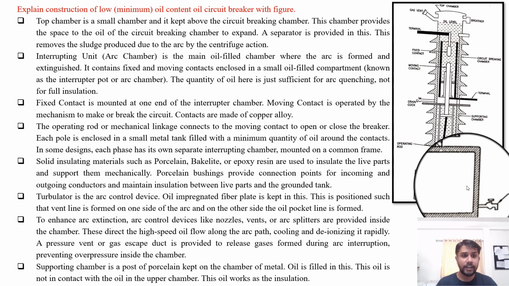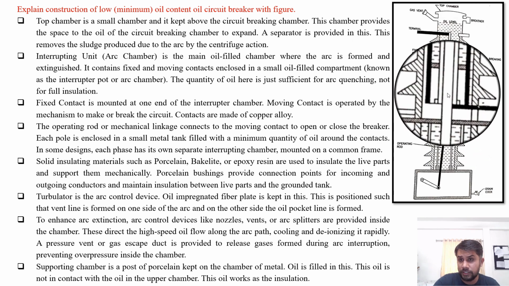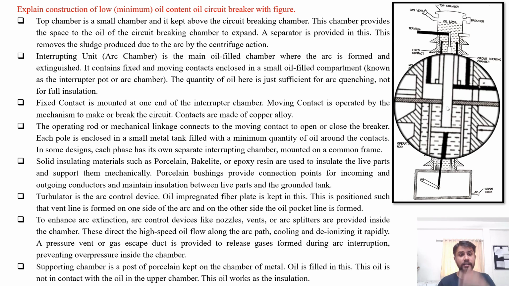The turbulator is the arc control device. An oil impregnated fiber plate is kept in this. This is positioned such that a vent line is formed on one side of the arc. This is the vent side, this is the separator. The vent line is formed on one side of the arc and on the other side of the arc or the plate the oil pocket line is formed.